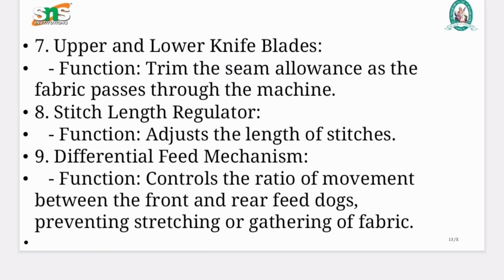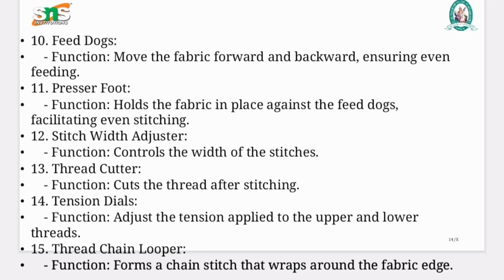Differential feed mechanism controls the ratio of movement between the front and rear feed dogs, preventing stretching or gathering of fabric. Feed dogs move the fabric forward and backward, ensuring even feeding. Presser foot holds the fabric in place against the feed dogs, facilitating even stitching. Stitch width adjuster controls the width of the stitches.